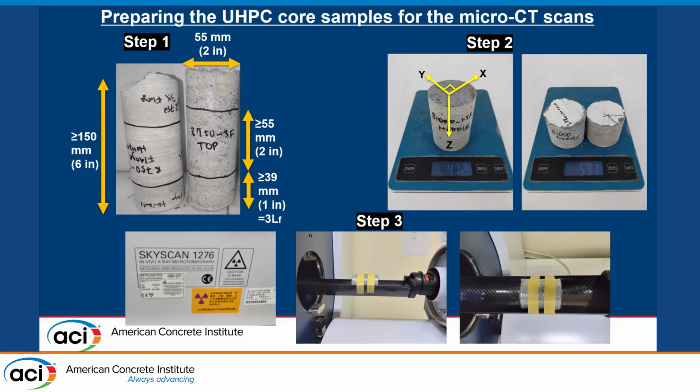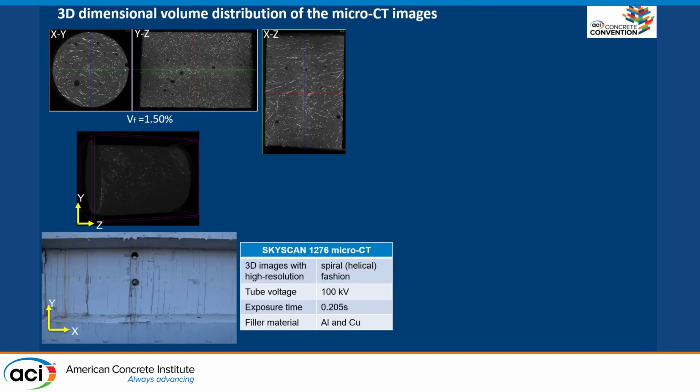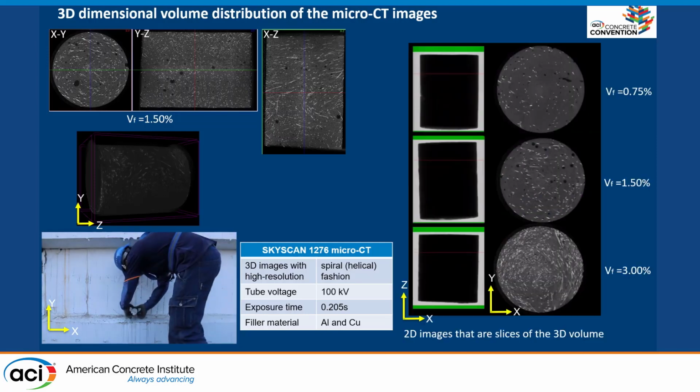So here is just showing the setup that we used for the micro-CT scan. And I'm here showing the 3D volume distribution of the micro-CT scan images. These are the properties of the machine that we were using. And you can see the XY axis with respect to the beam.